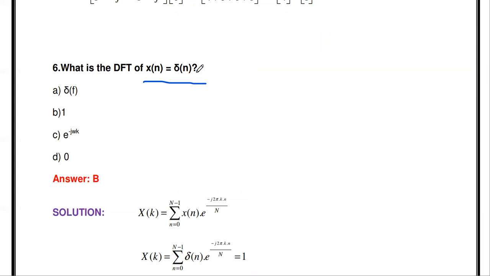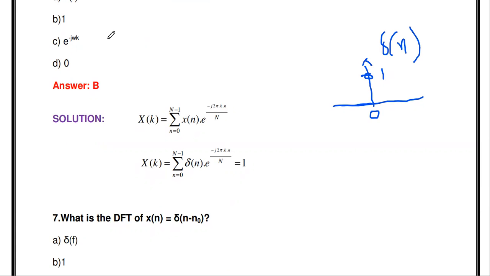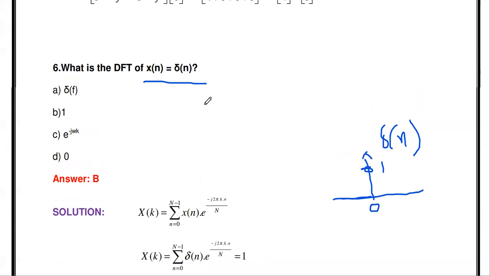Already you know del of n. What is del of n? It's a unit impulse sequence. The del of n has amplitude 1 at only n equal to 0. For the remaining time, the signal does not have any amplitude. This is the del of n. For this del of n signal, we have to find the DFT. In signals and systems, for this del of n, we calculated the Z transform and DTFT. The answer for del of n is always 1. Similarly, the DFT answer for this impulse signal is also 1.